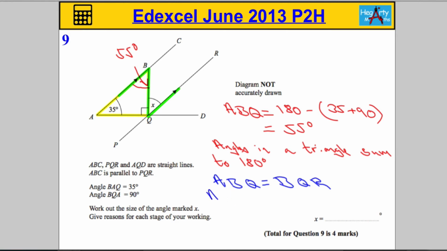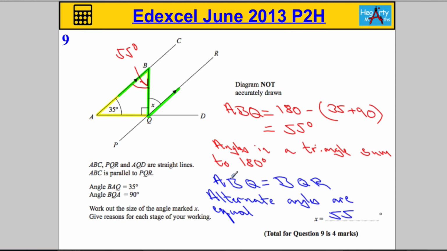Why? Because alternate angles are equal. So we know that X must be 55 degrees.